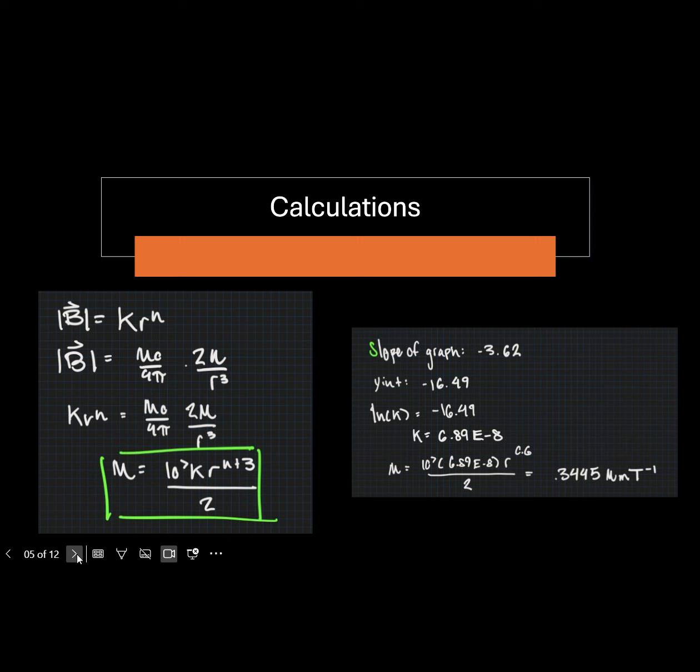And then we plug k into our equation on the left. And we also use the slope. R basically goes to 0, and we're left with this as our answer for mu.